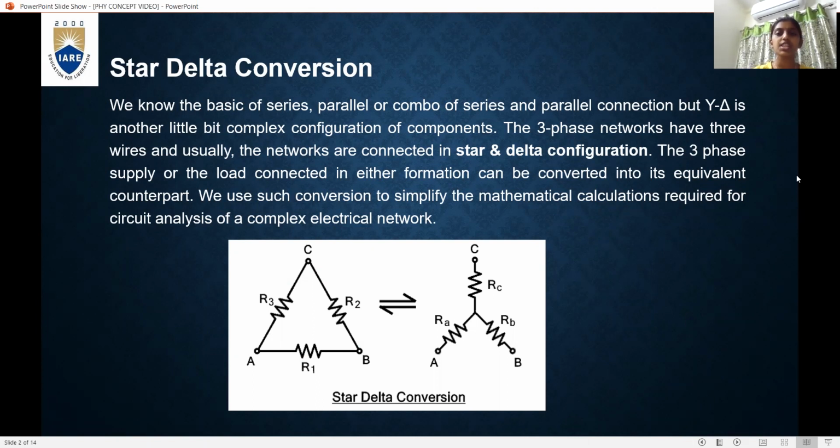Three-phase networks have three wires, and usually the networks are connected in star and delta configurations. The three-phase supply or the load connected in either formation can be converted into its equivalent counterpart. We use such conversions to simplify the mathematical calculations required for circuit analysis of a complex electrical network. You can see in the picture the conversion of delta to star, or star to delta.